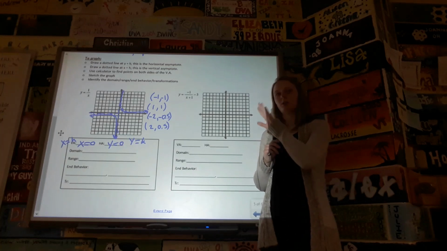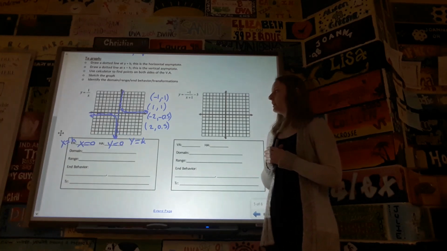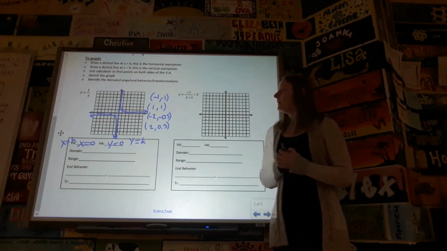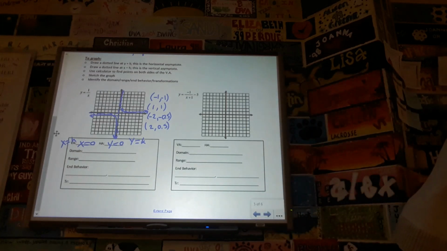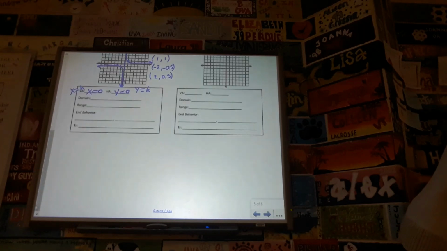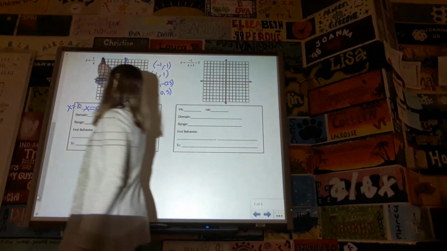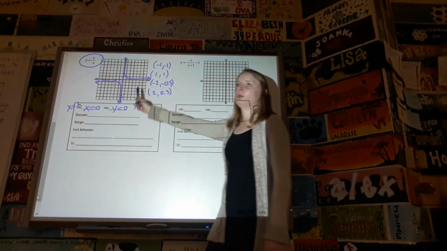Just go right along next to it. Okay? That's all you have to do to graph. Very straightforward. Alright, now, analyzing these graphs to find the domain, range, behavior, and transformations. Oh, by the way, this is the parent function that I was just talking about at the top. So this is your parent function and what it will look like.